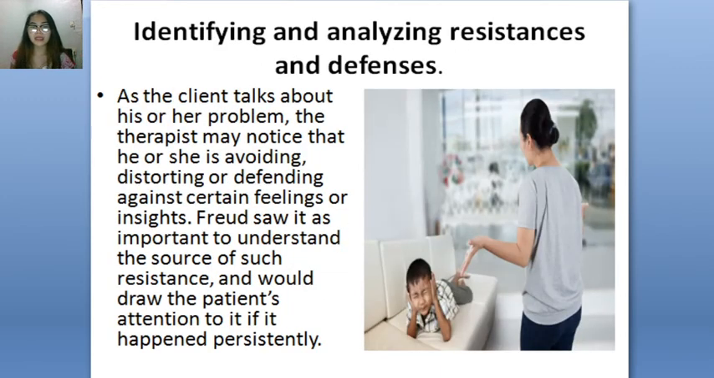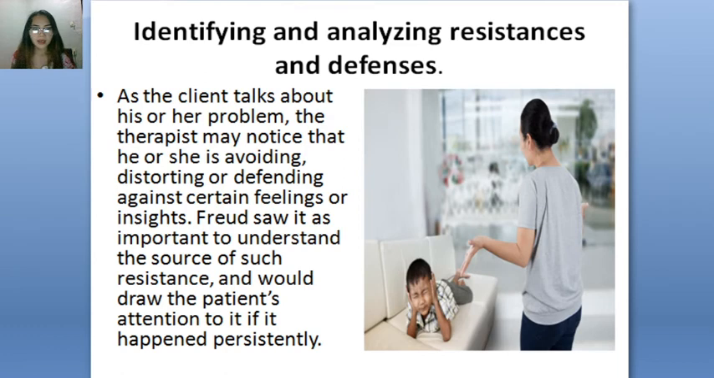And then, as the client talks about his or her feelings or problems, the therapist may notice that he or she is avoiding, distorting, or defending against certain feelings or insights. Napapansin mo yun, pag nagkukwento siya, may mga resistance na. And Freud saw it as important to understand the source of such resistance and would draw the patient's attention to it if it happened persistently. So, lalo na pag nabanggit ulit about this term, what's with this? Ano bang meron? You feel that way. Diba?